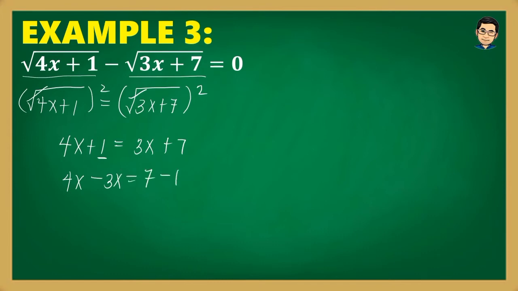As you can see, the 3x became negative when it was moved, and the positive 1 also became negative. So 4x minus 3x is x, and 7 minus 1 is 6. So our value of x is 6. Now, to check.